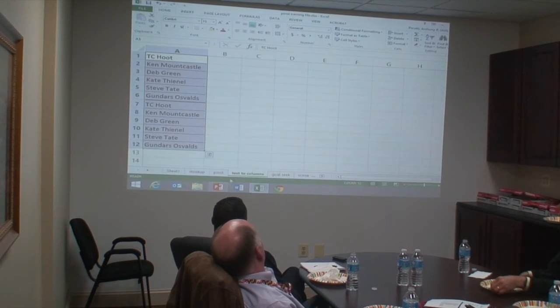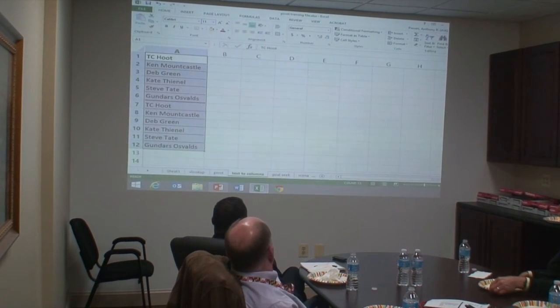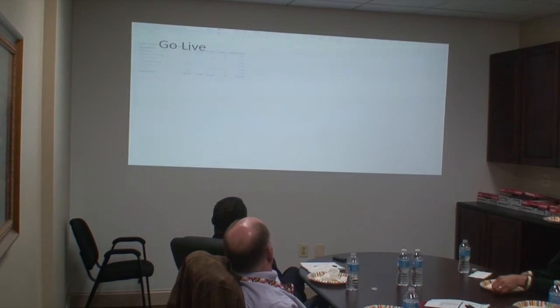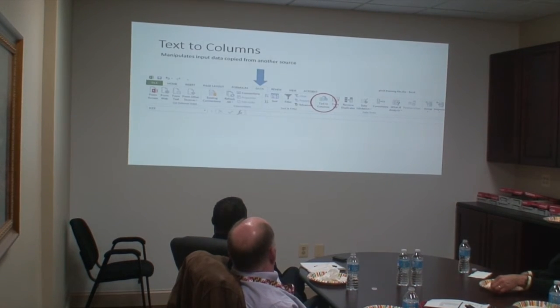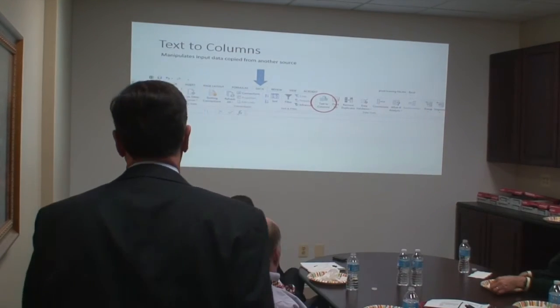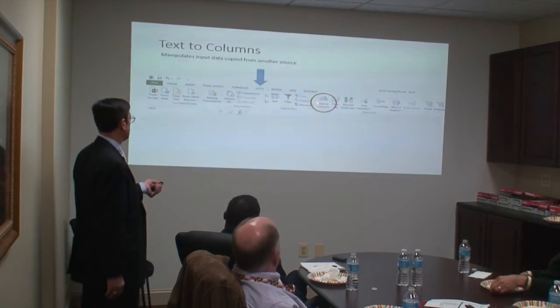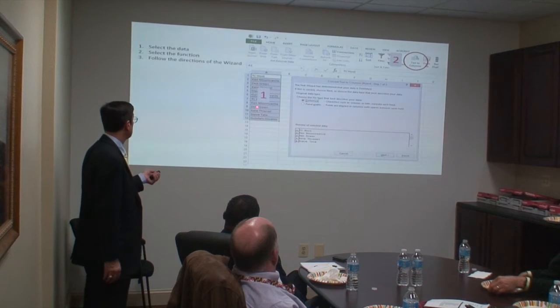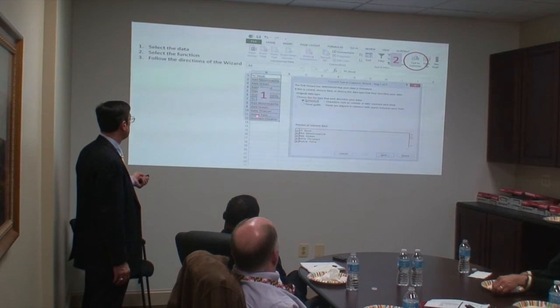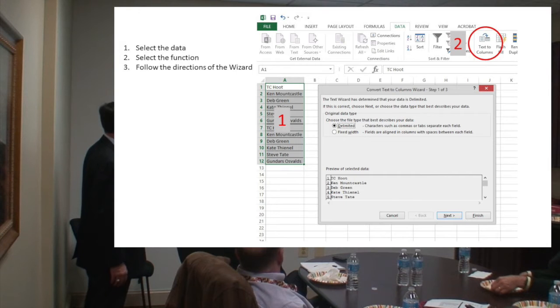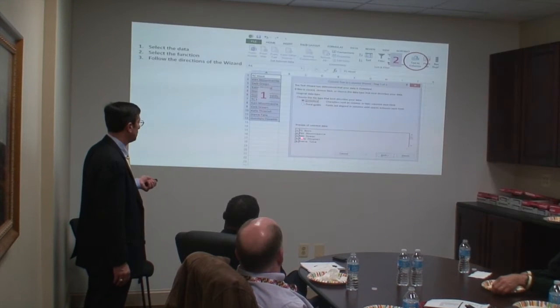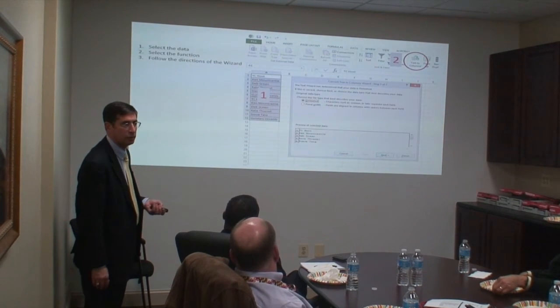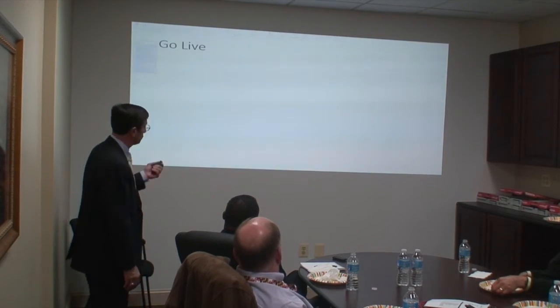So now this next item is text to columns. If you go under the data menu, you'll see this text to columns feature. Basically, you select a range of information, click text to columns, and you get this handy dandy wizard that allows you to parse out this information however you want. You just follow the wizard to break up the information. Let me show you how that works on a live example.